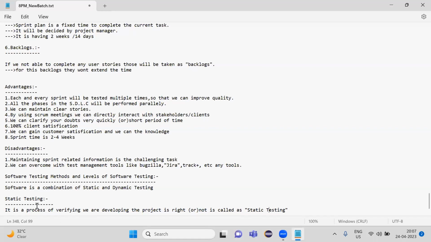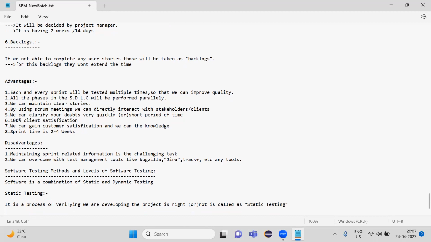Coming to static testing, how are you going to verify? We are going to verify with the help of reviews and walkthroughs. This static testing will be carried out with the help of reviews and walkthroughs.